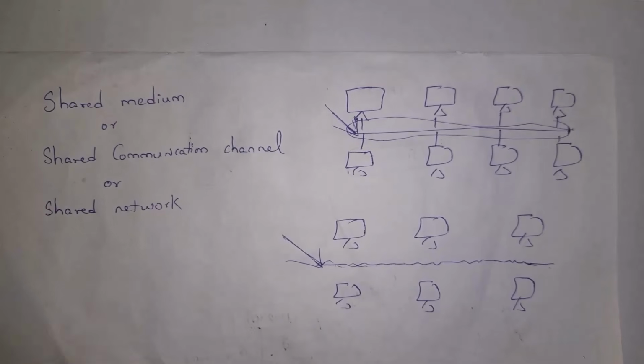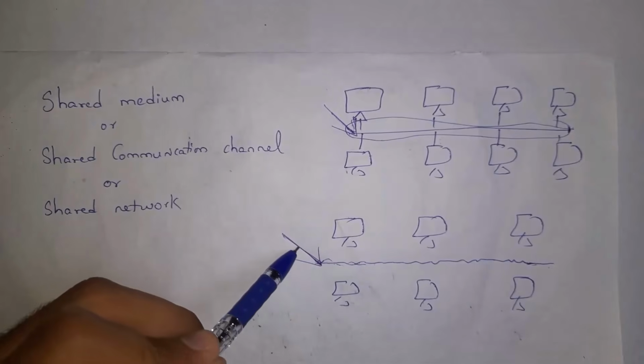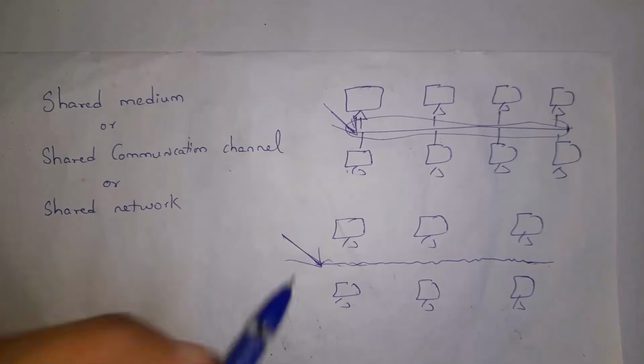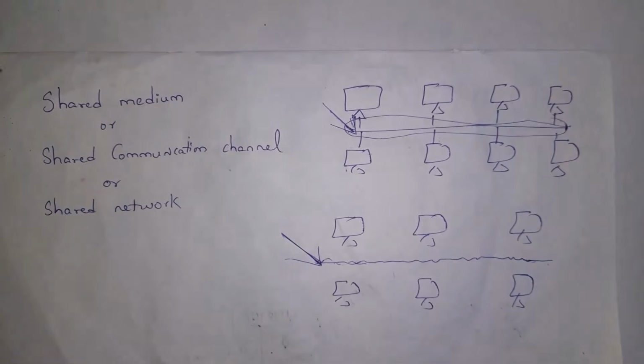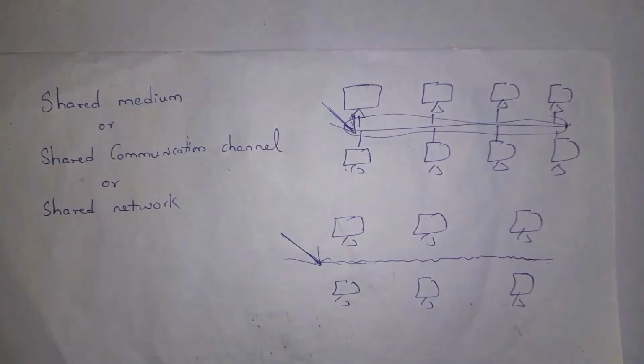Yes, for example, there are multiple devices which are connected to single wireless frequency for communication. As all devices are connected to single wireless frequency for communication, we call this single wireless frequency as shared medium or shared communication channel or shared network. So the shared medium, shared communication channel and shared network, they are nothing but single cable or single wireless frequency.